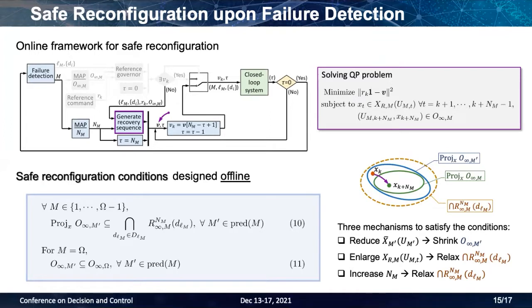Three mechanisms can be used to satisfy these conditions. We could tighten the constraints of the preceding mode, relax constraints of the successor mode during the reconfiguration, and allow more steps for the reconfiguration.